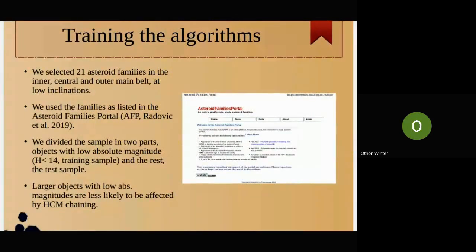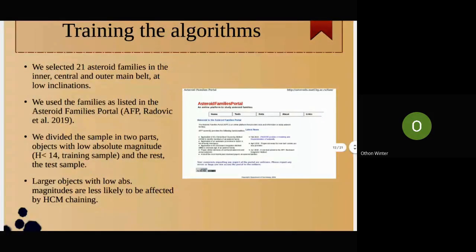So how does it work for asteroid families, which is the main topic of this talk? We selected 21 asteroid families in the inner, central, and outer main belt at low inclination, so inclination less than 20 degrees. I used families from the Asteroid Families Portal, which is a web application that allows you to download information about asteroid families, proper elements, and similar data. We divide the sample into two parts. One with low absolute magnitude, which is the training sample. And the rest, the test sample, is the one that will be predicted.